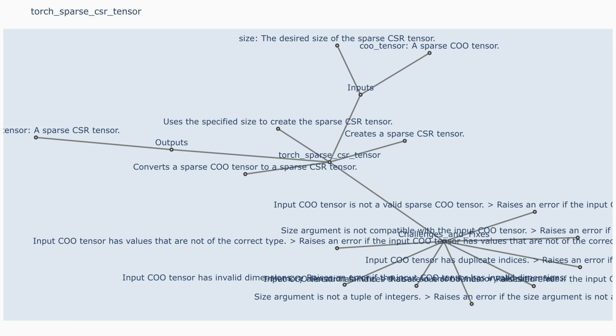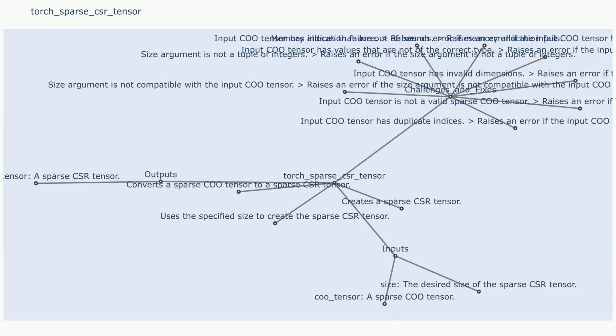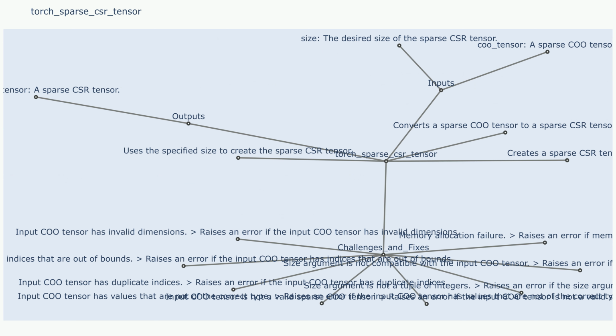torch.sparse_csr_tensor. Description. The torch.sparse_csr_tensor function creates a sparse tensor in the compressed sparse row CSR format. CSR is an efficient representation for sparse matrices where only the non-zero elements are stored. Inputs: coo_tensor: a PyTorch sparse tensor in the COO coordinate format.